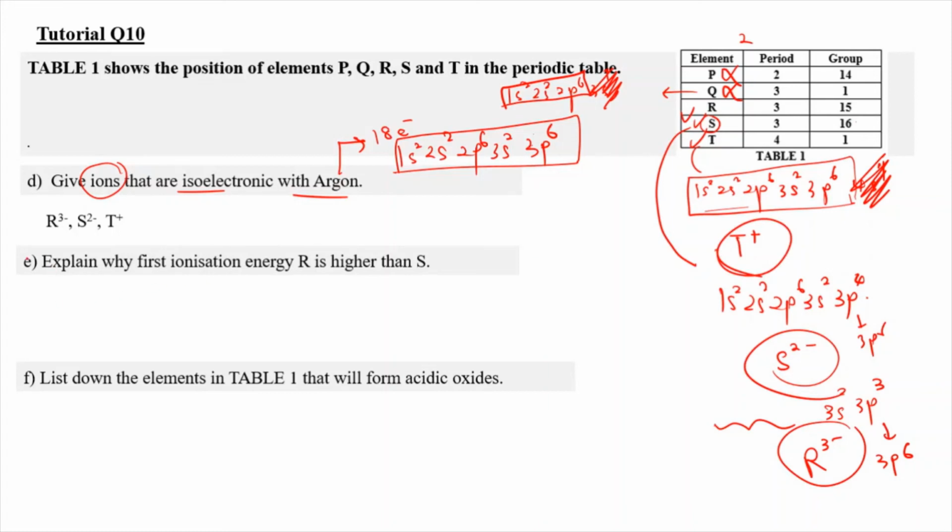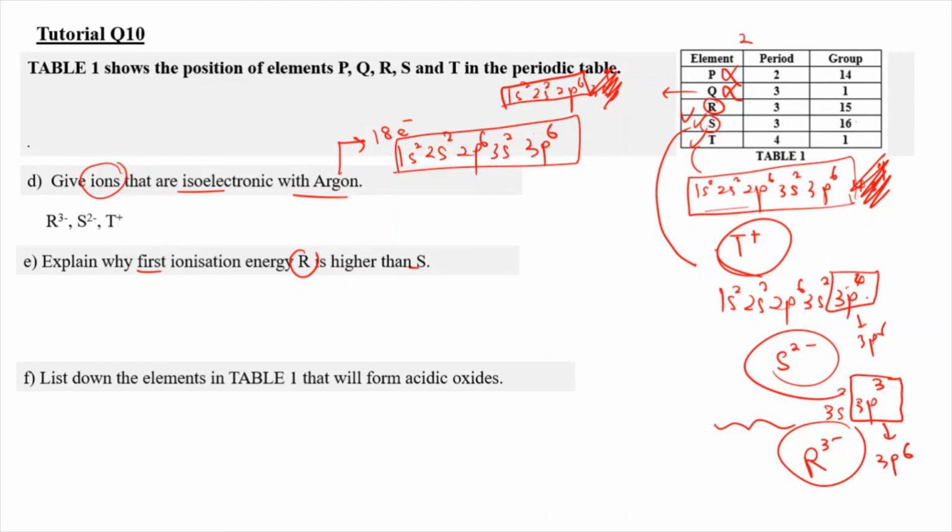And then for question E, we need to explain why the first ionization energy of R is higher than S. Similarly, as you can see here, R is going to have a half-filled 3p orbital. Meanwhile, S will have a partially filled orbital.